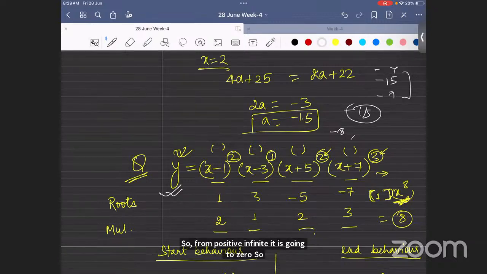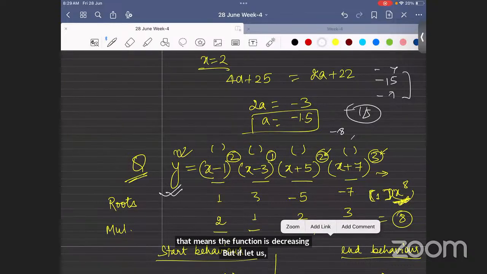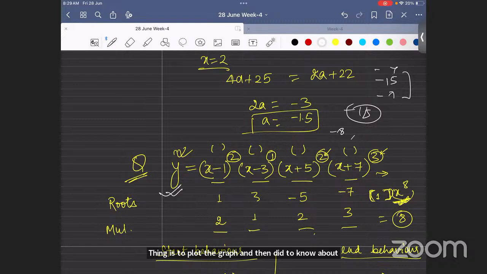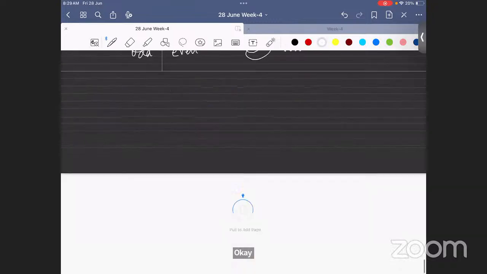But if, for example, they're asking from -7 to -5, the function first decreased and then increased. For those cases, you'll have to plot. So the best thing is to plot the graph and then get to know how the function behaves in its domain, at least the increasing and decreasing part. This is what I'm saying. Is this clear to you? Yes, sir, it is. Okay. So let's deal with one example.